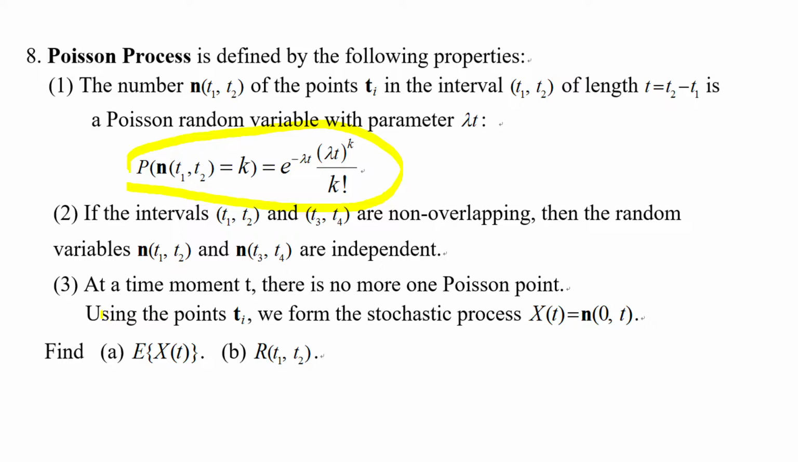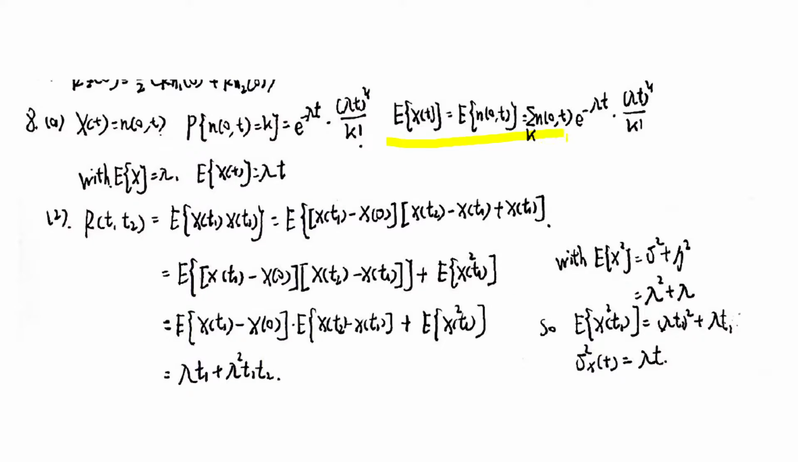And the third is that at a time moment t, there is no more than one Poisson point. Using the points t_i, we form the stochastic process X(t) equal to n(0, t). The first question is that we need to find the E[X(t)]. By using the definition, E[X(t)] should be like this.